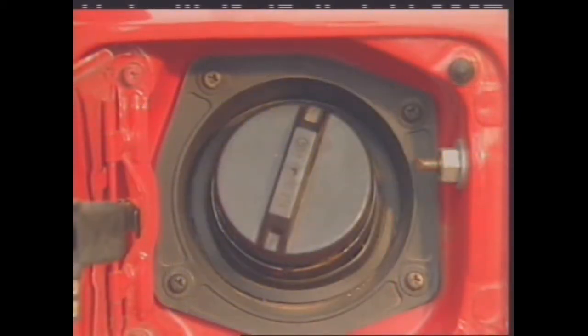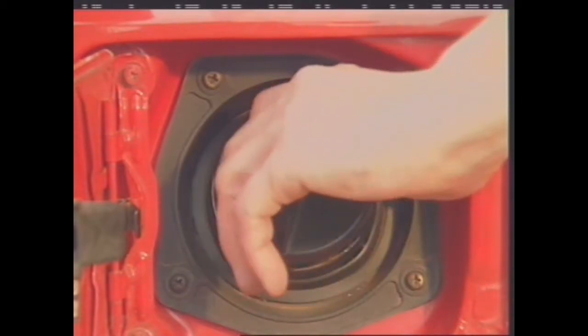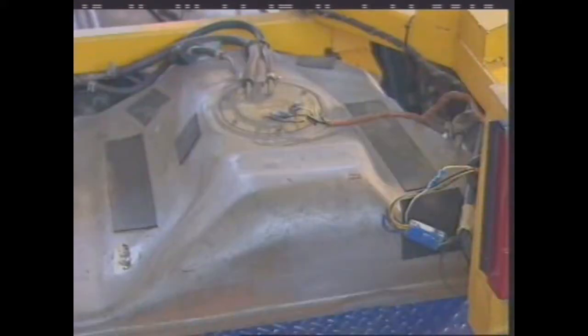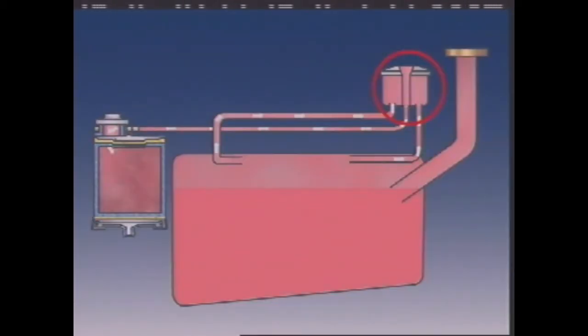Some modern caps have no valves at all and are completely sealed to stop the entry of air and water, as well as the emission of fuel vapor. Modern tanks also contain an expansion volume either directly in the shape of the tank or in a separate chamber connected to the fuel tank by tubing.